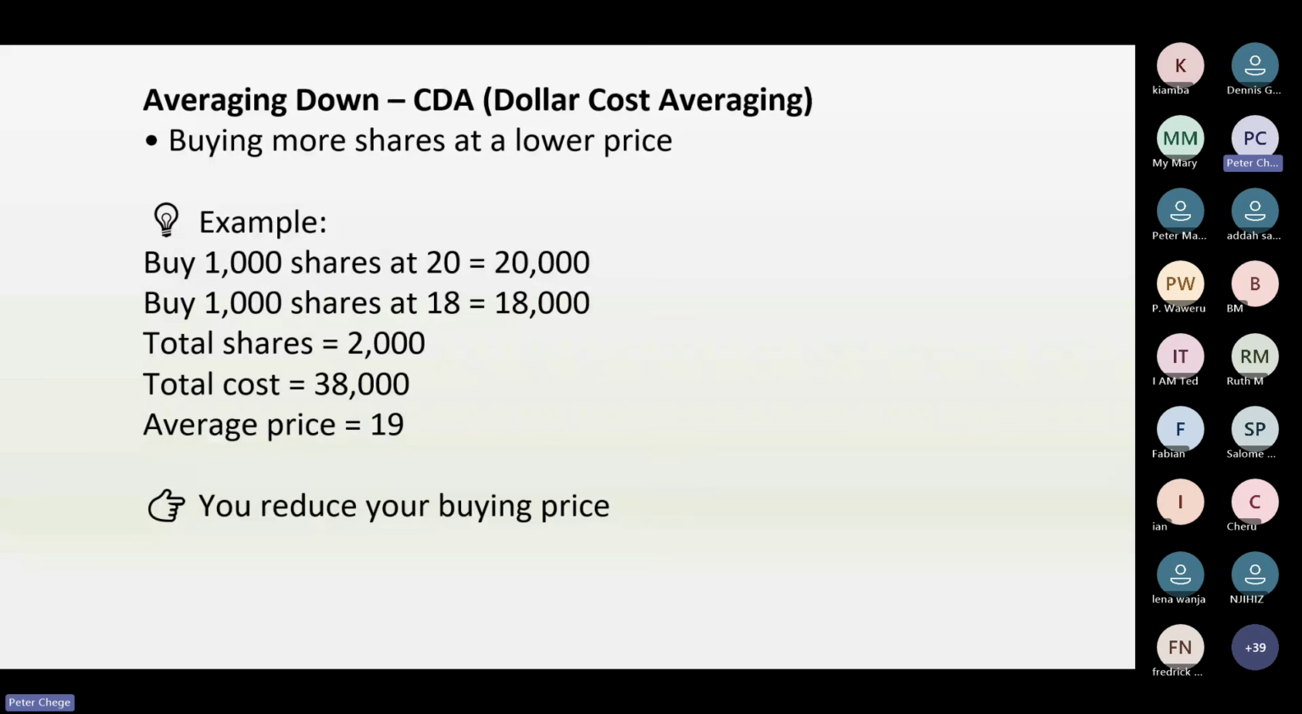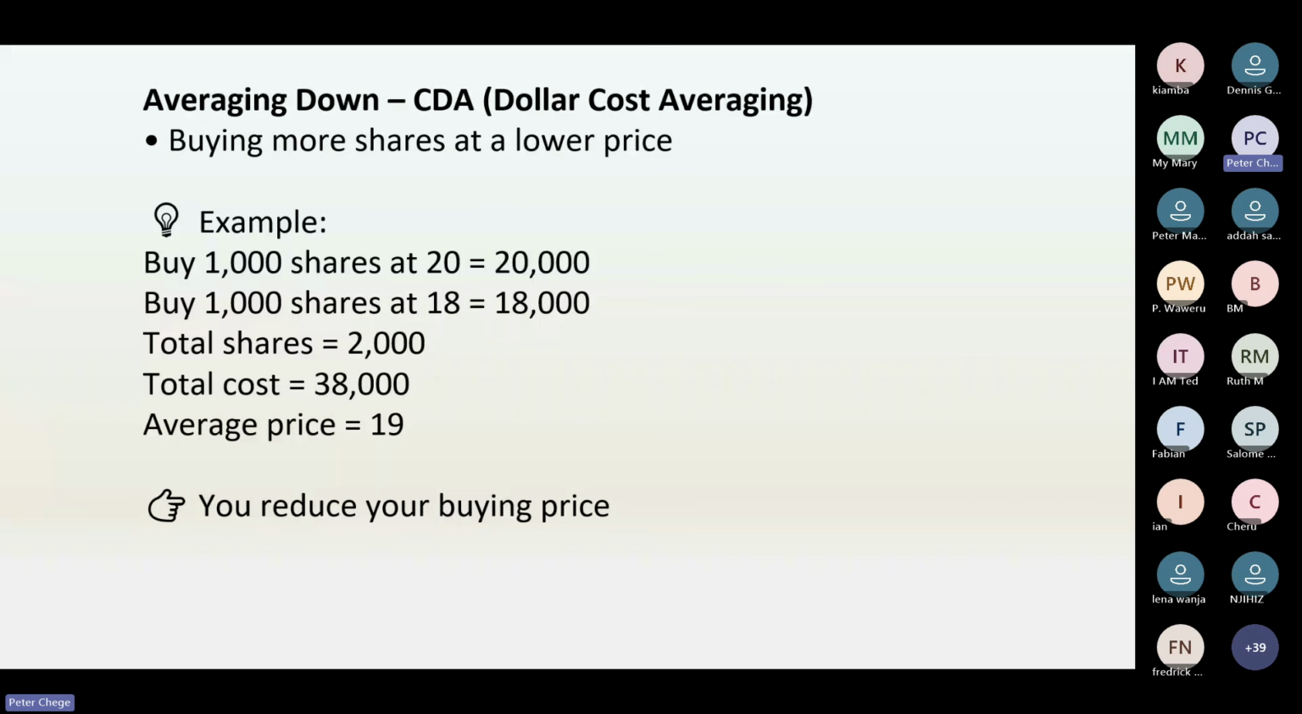So you bought maybe at 20,000. You buy another 1,000 at 18, that is 18,000. The total comes to 38,000. You have how many shares? 2,000. If you divide the total cost by the total number of shares, your average cost moves from 20 to 19. This is just a pure example of how you can average your costs down. And when you reduce your costs down, when prices go up, remember now you'll be in a profit position.